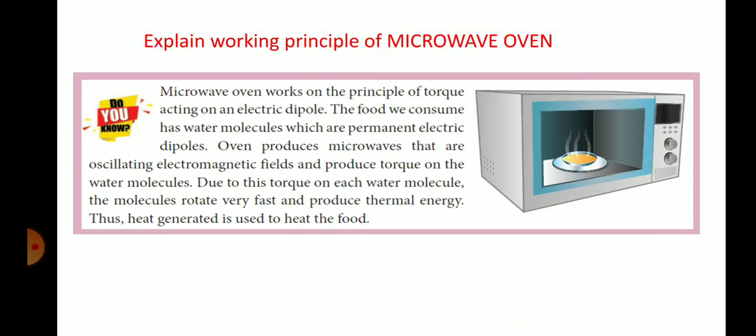Is that clear? It's a 2-mark question. Explain the working principle of microwave oven. What will happen in a microwave oven? A non-uniform electric field will be produced, and the outer layer acts as a shield, so that the electromagnetic waves do not escape from the shield. So the produced electromagnetic waves, that is microwaves, will move to and fro between the walls of the microwave oven. Okay, this is the microwave oven.